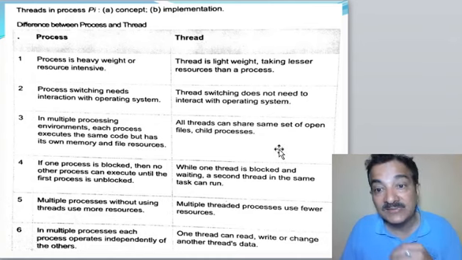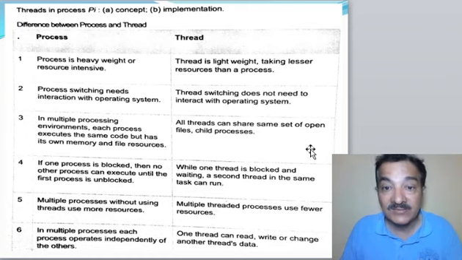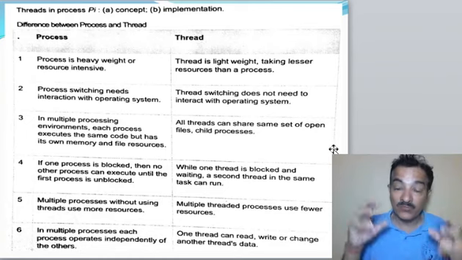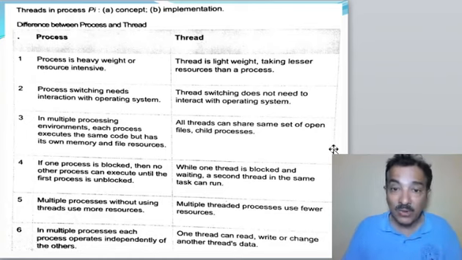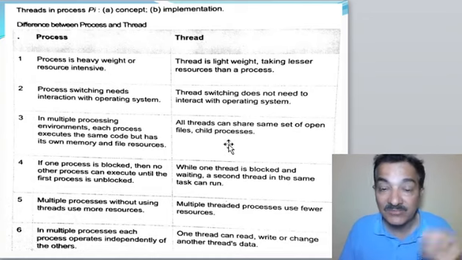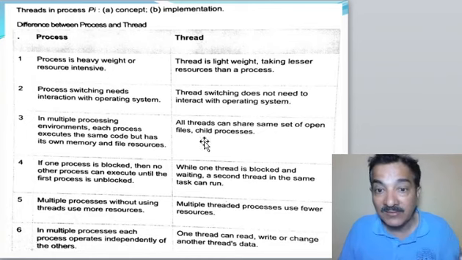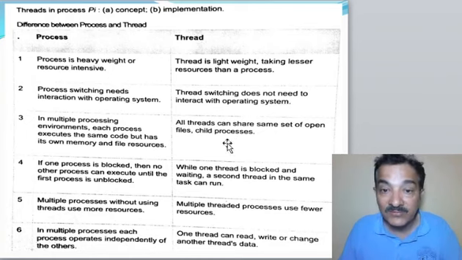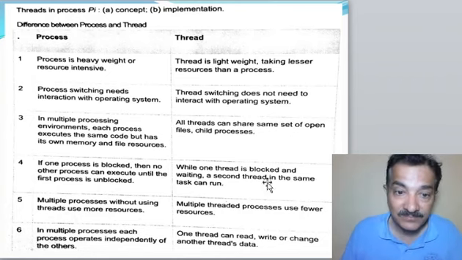All threads will share the same set of open files and child processes. So if you have four threads running in one process, then all the threads will share the same set of open files, whichever are opened by the parent process, and child processes. All of them can share the information.